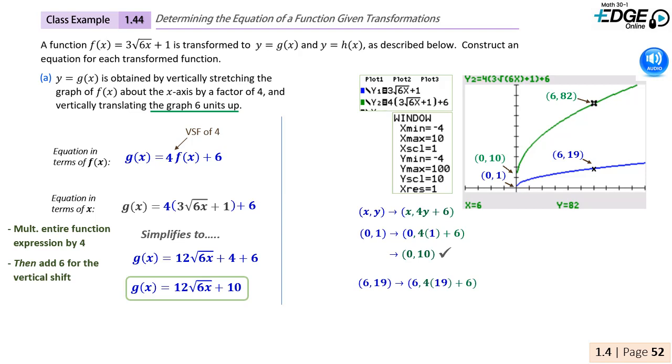We don't need to limit ourselves to only the y-intercept in this case. We could also check the point, for example, (6, 19). Under our mapping rule, we will see that it maps to the point (6, 82). Confirming that these 2 points appear on our transformed graph is probably reasonable confirmation that we have correctly determined the transformed function.